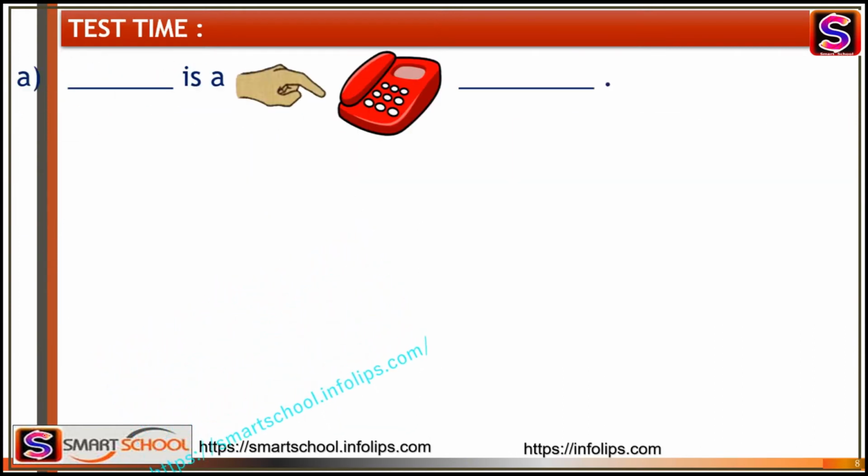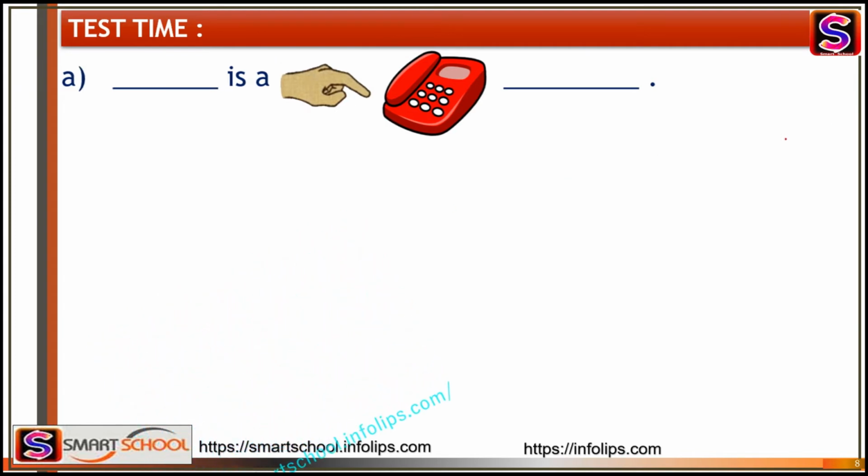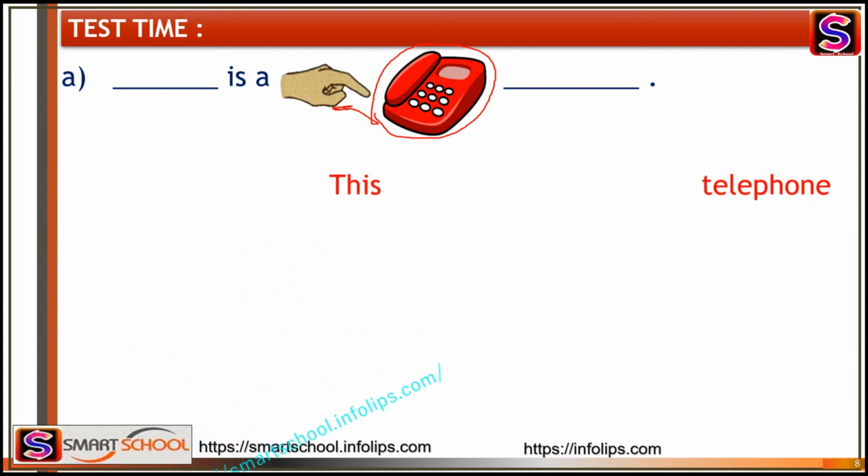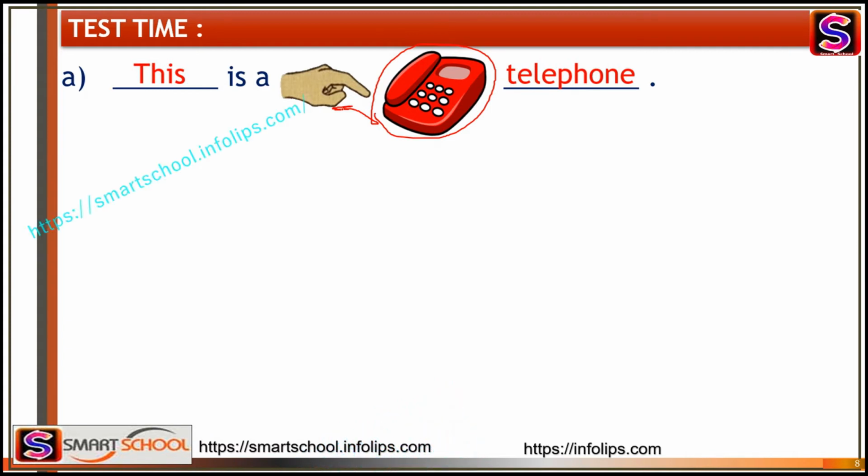So there is test time now. You understand? Tell me. Dash is a, this picture and dash. So what will you say? See, this picture is close to this hand. This is a telephone. Right. This is a telephone because it is near to that hand.